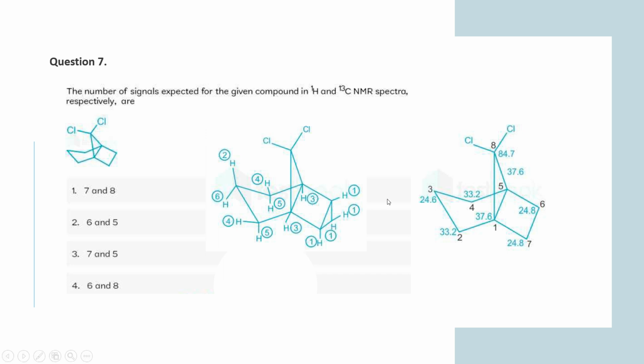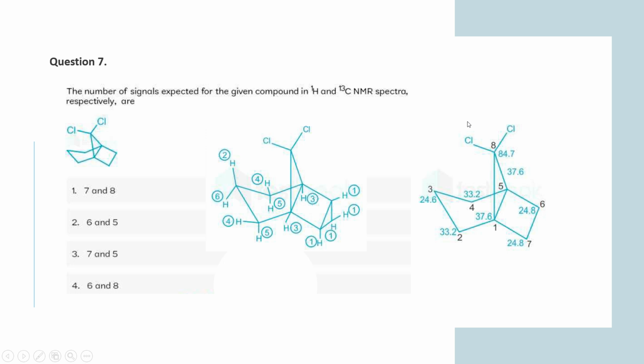So the protons present in these two carbon atoms are chemically distinct due to being affected by this chlorine atom. Thus it leads to the formation of 1, 2, 3, 4, 5 and 6 different types of signals in the 1H spectrum that you will observe for this molecule.